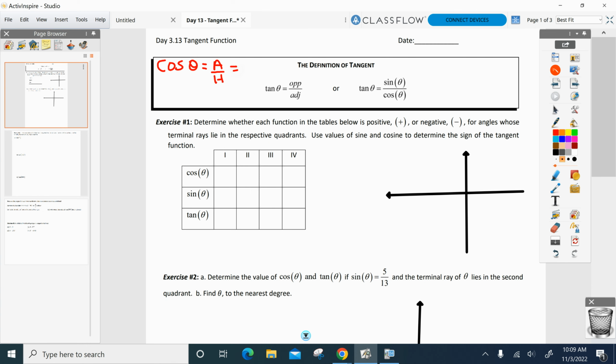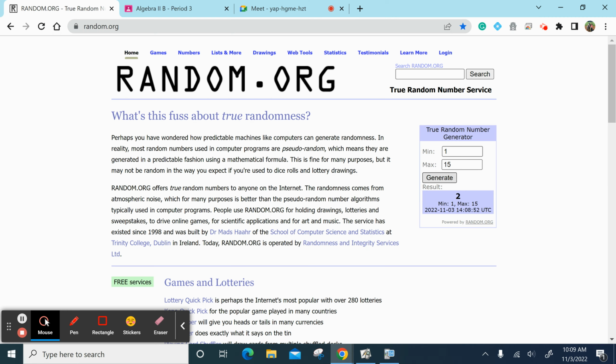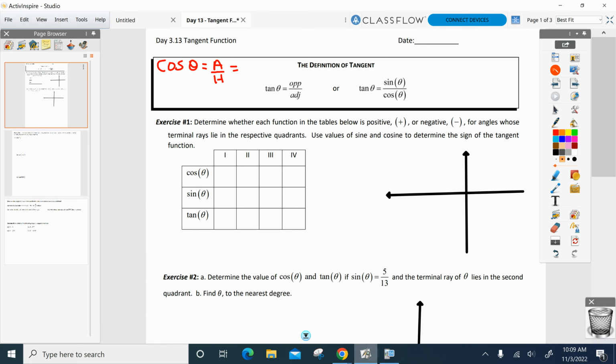Or, here's a hint, if I'm on the unit circle, I can't use adjacent over hypotenuse. If I'm on the unit circle, I got a point on the unit circle. Give you more clues. Which one do I take? Just grab one and let's get going. What do you got, Ryan?